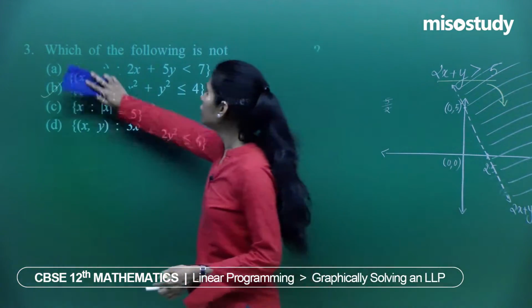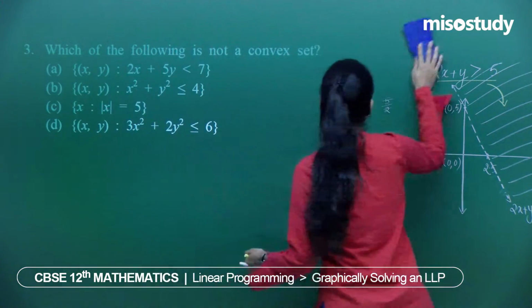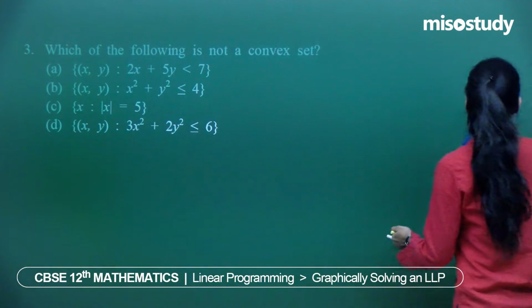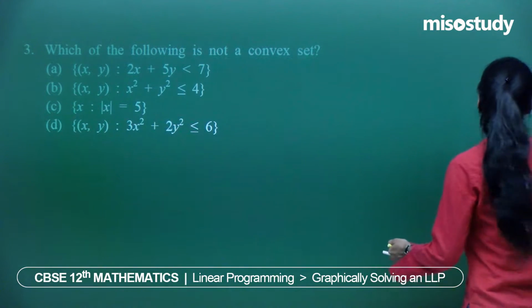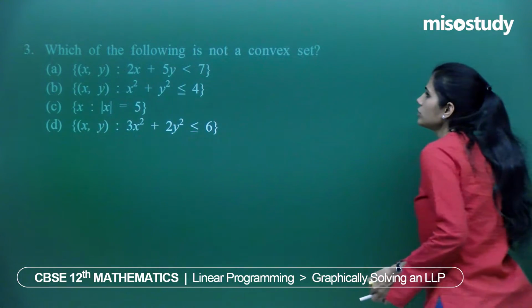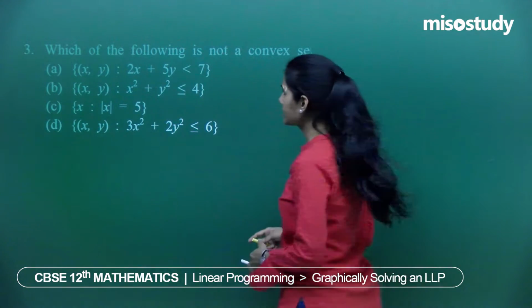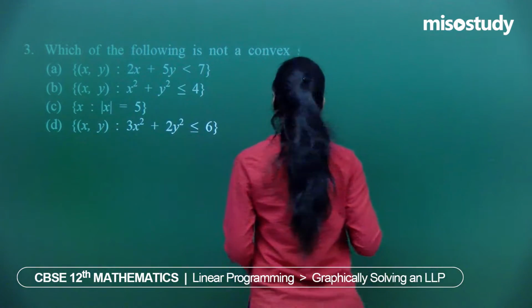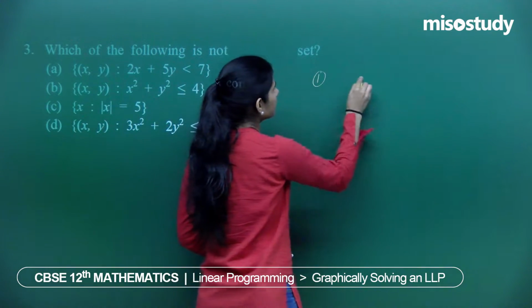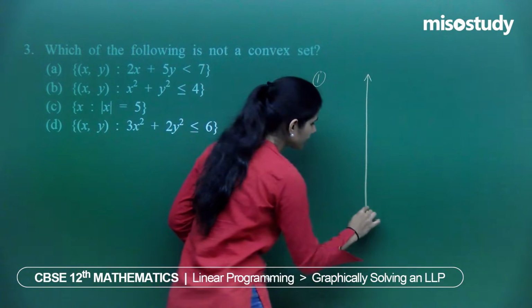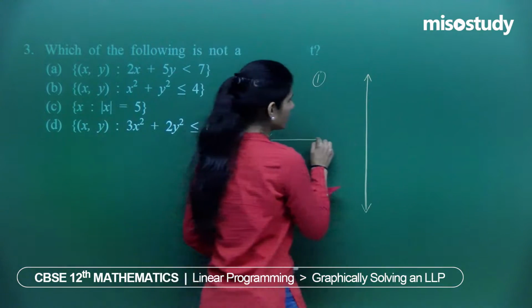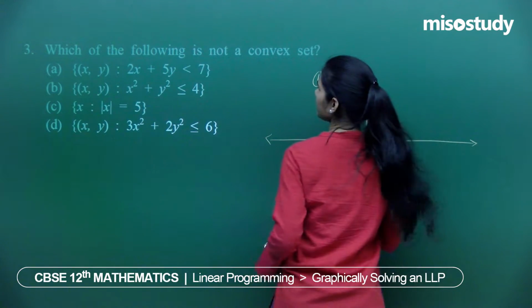Now see, in here you should always know what these regions are going to turn out to be. Then it becomes very, very easy for you to conclude about them representing a convex set. First is 2x plus 5y strictly less than 7. We just now dealt with such a case. 2x plus 5y strictly less than 7.